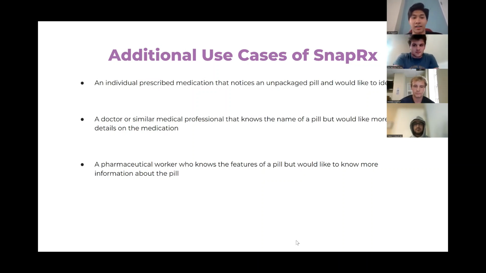And let's say a pharmacist who knows the features of the pills, such as the color, the shape, or the imprint, and would like to know more information about the pills, can use the search by attributes feature of the app.